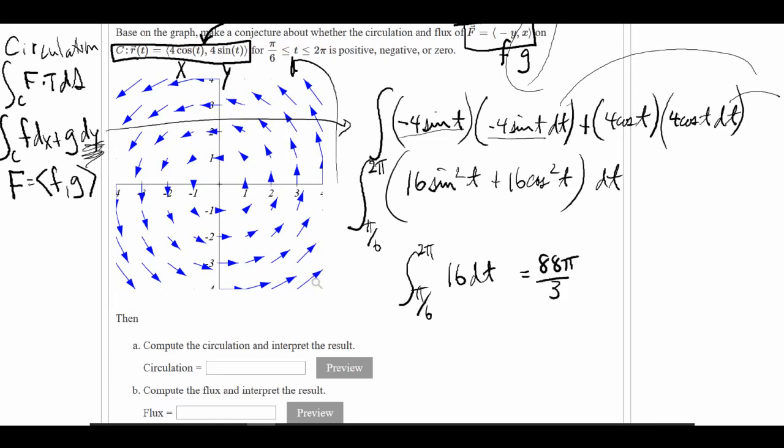Now, in looking at the field and the curve, we notice that this is a circle with a radius of 4, which begins out here at 4, 0, and goes in the counterclockwise direction. So as you see, we're pretty much following the field. In other words, we expect a rather large value for circulation. And indeed, we have a rather large value for circulation.